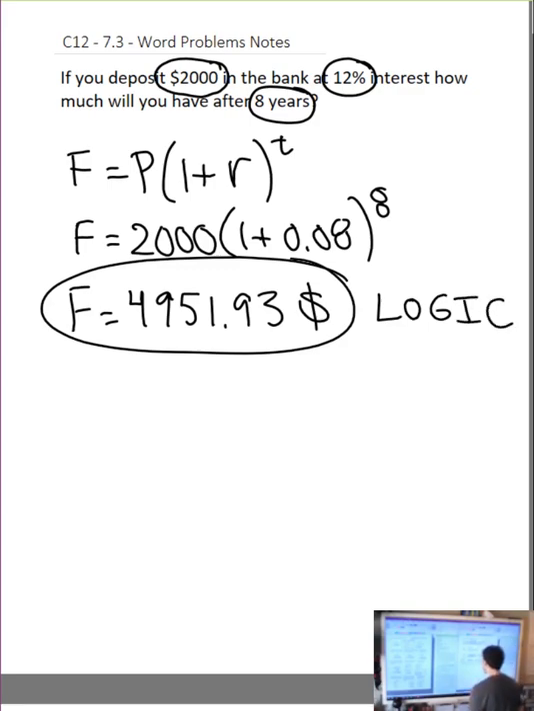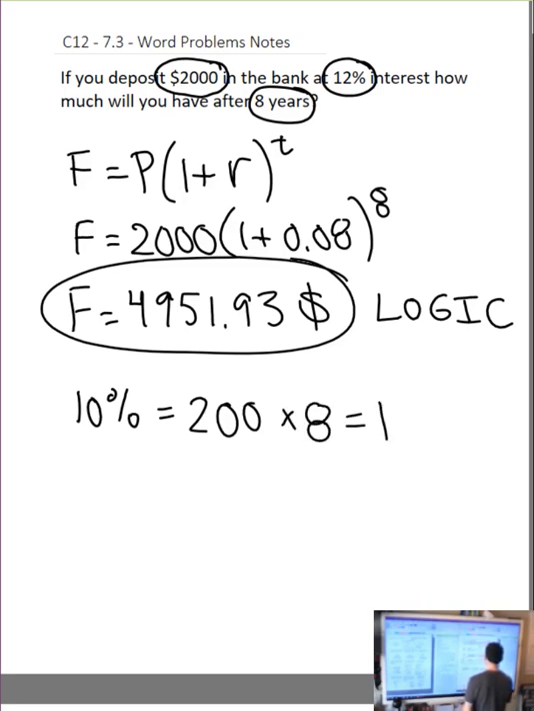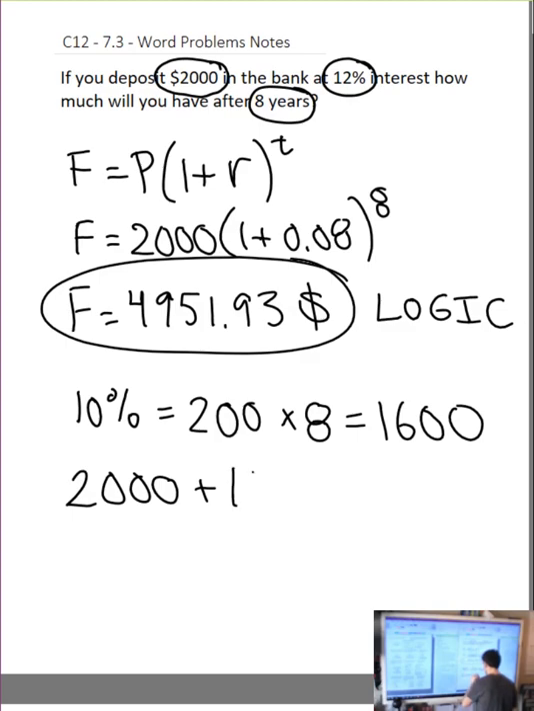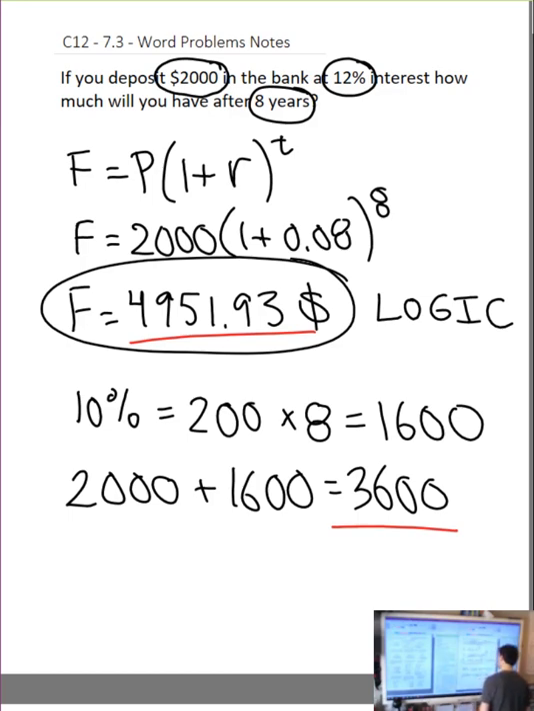If I put $2,000 in the bank, 10% will be about $200. Now if I do that for 8 years, it's going to be about $1,600. So if I take the present value of 2,000 plus the approximate 1,600, I get 3,600. Now what is the difference between 4,900 approximately and 3,600? Well, we're going to be making interest on interest. So as the $200 of interest accumulates each year, the following year we're then going to make interest on that interest. So $4,951.93 is a good, logical answer and correct.